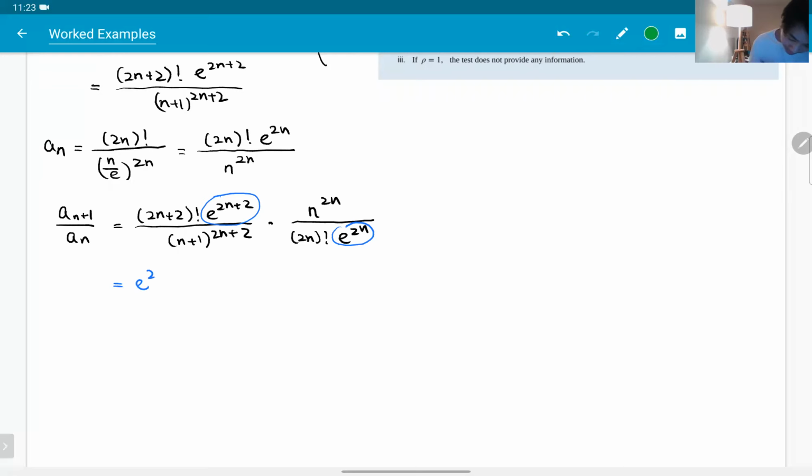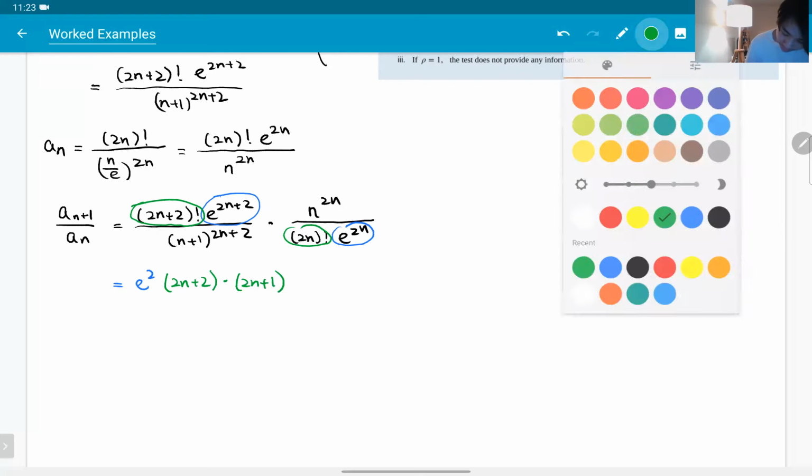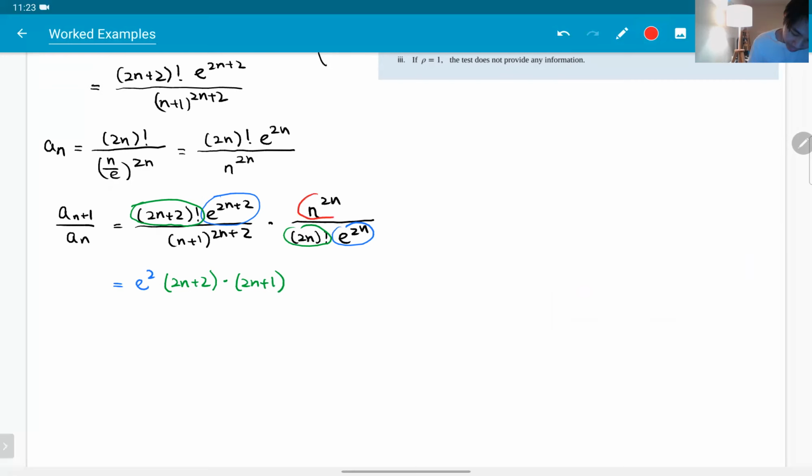And let's keep going. So we see 2n plus 2 factorial and 2n factorial. That gives us 2n plus 2 times 2n plus 1. All the other terms cancel. Lastly, we have n to the 2n and then n plus 1 to the 2n plus 2. So I'm not exactly sure what's the best way to write this. So I'm just going to write it like this. I'm going to write it as n over n plus 1 to the 2nth power.